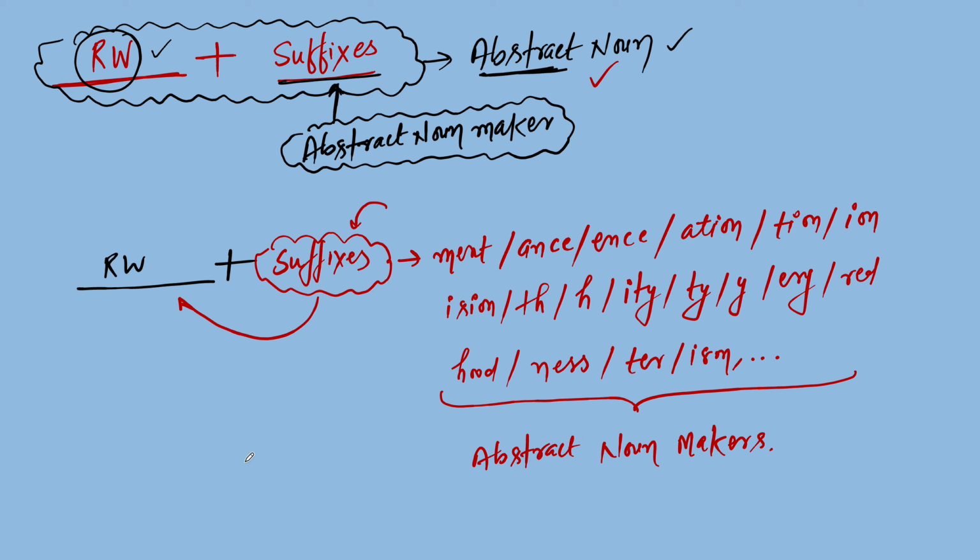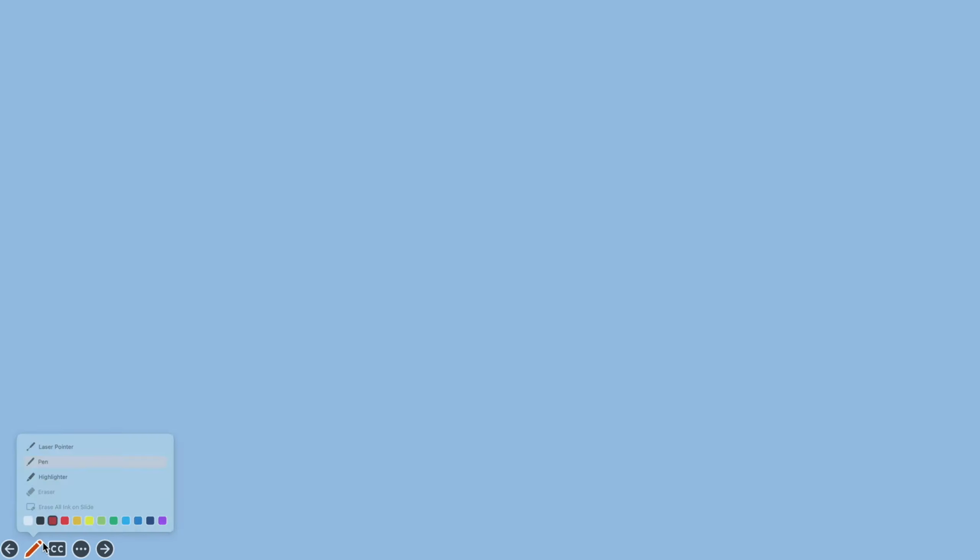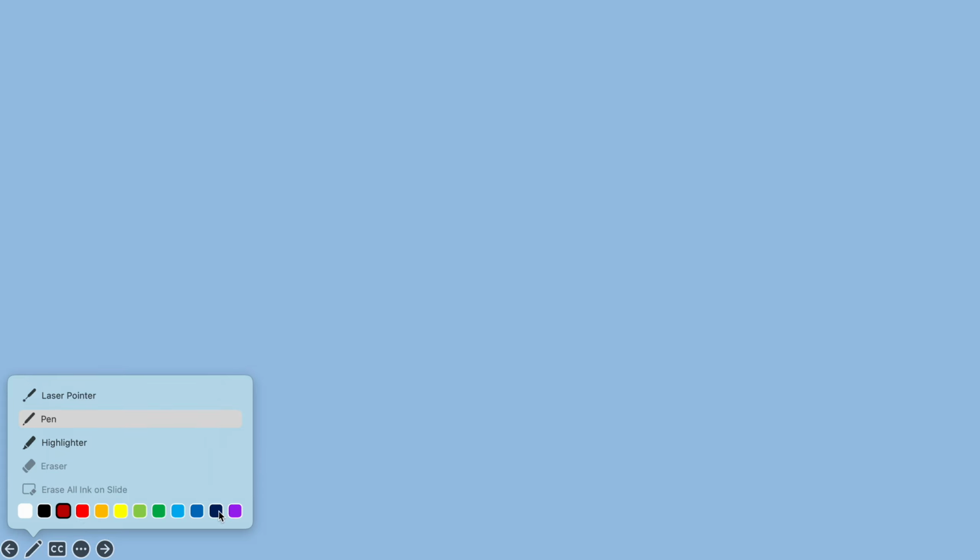Okay. Now I'm going to give some examples, and just convert them into abstract nouns. First, real. Second, decide. Third, expect.